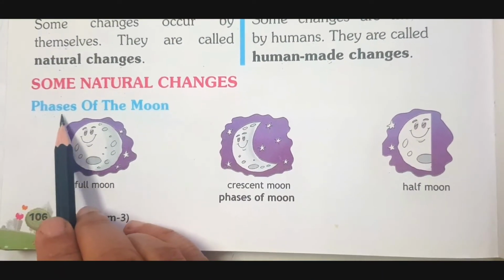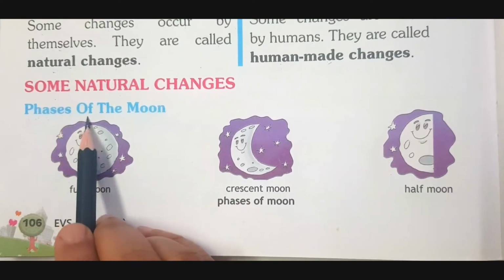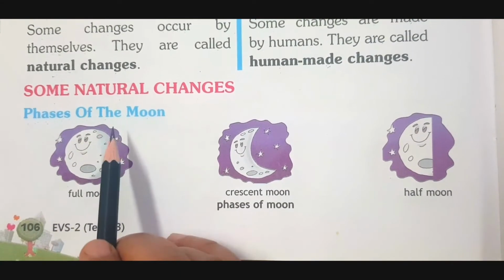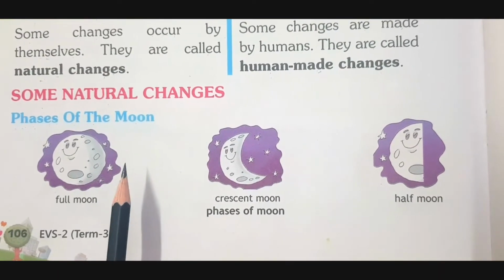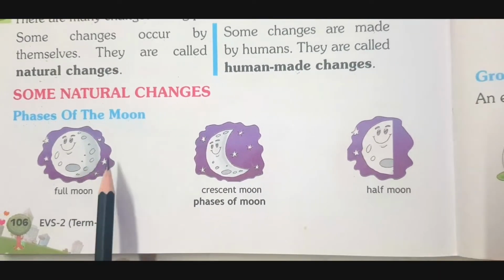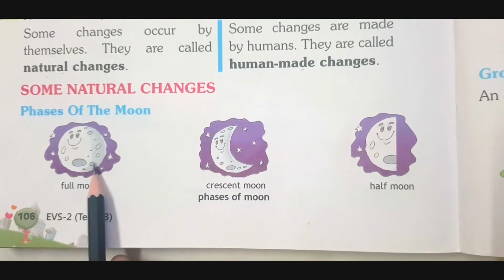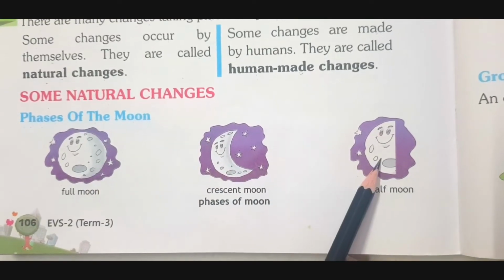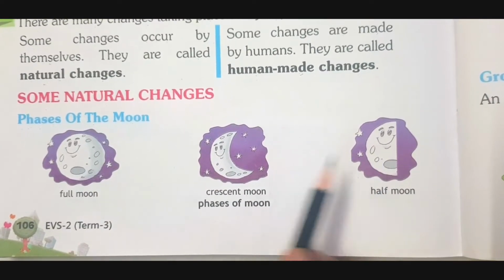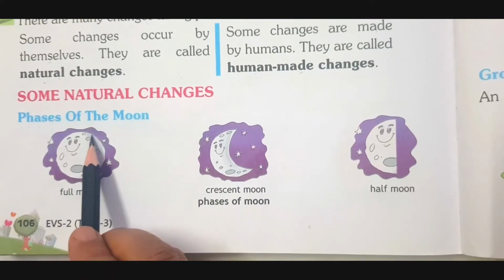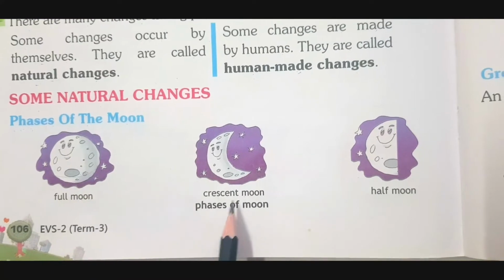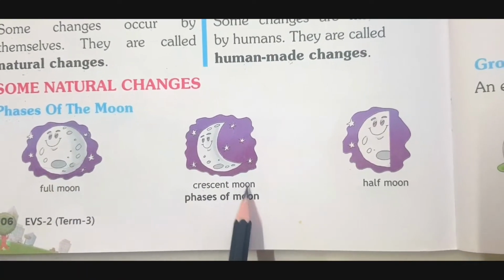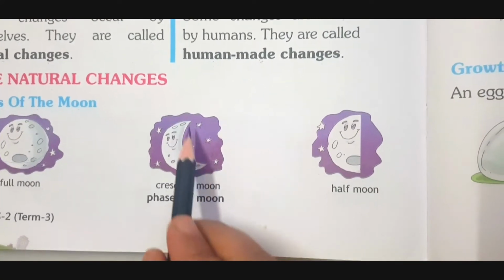Phases, P-H-A-S-E-S, phases of the moon. Have you all seen a moon in the sky, children? Yes? Now you watch every day. Every day if you see, you will see that the moon changes its face. Sometimes you see a full moon. Full moon will be shining. Sometimes you see crescent moon. This is a crescent moon, children.